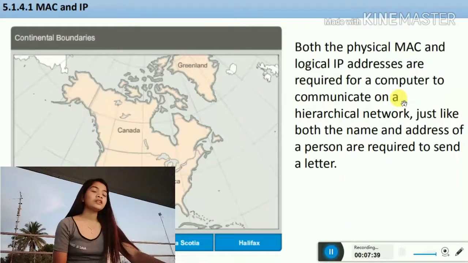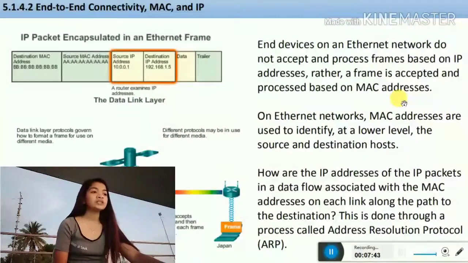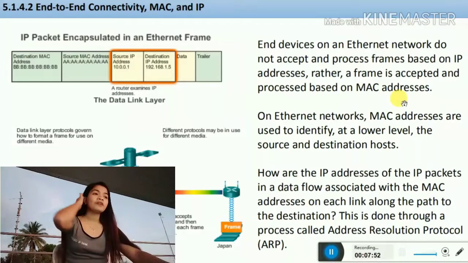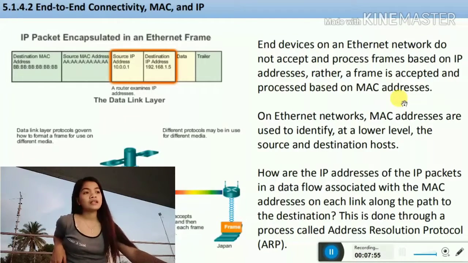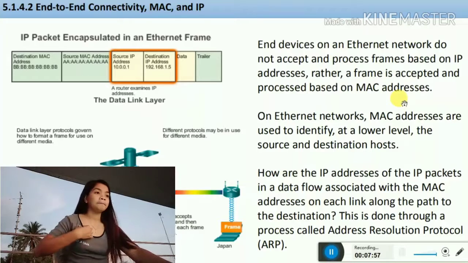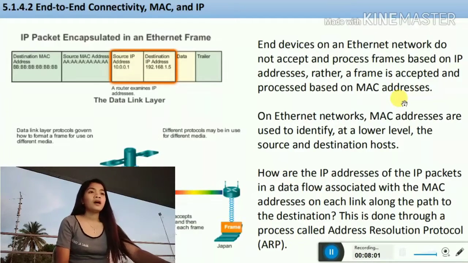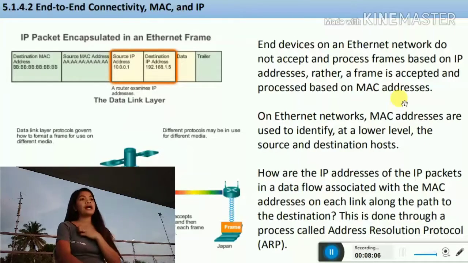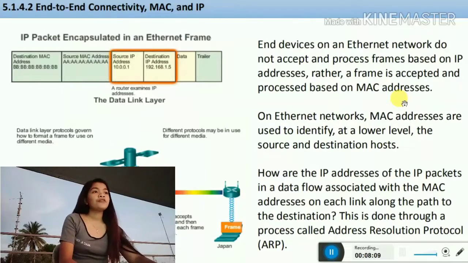IP packets in a data flow need an associated MAC address on each link along the path to the destination. This is done through a process called Address Resolution Protocol. The ARP protocol provides the basic function of resolving IPv4 addresses to MAC addresses and maintaining a table of mappings. When ARP receives a request to map an IPv4 address to a MAC address, it looks for the cached map in its ARP table.